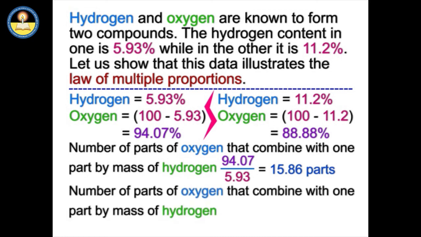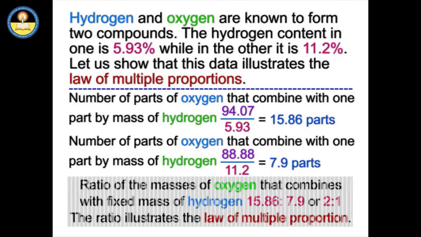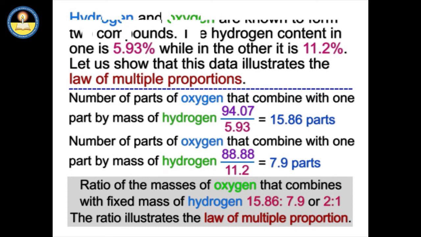In the second compound, the number of parts by mass of oxygen that combine with one part by mass of hydrogen. Ratio of the masses of oxygen that combines with fixed mass of hydrogen, 15.86 is to 7.9 or 2:1. The ratio illustrates the law of multiple proportion.